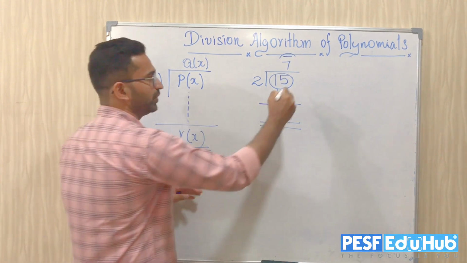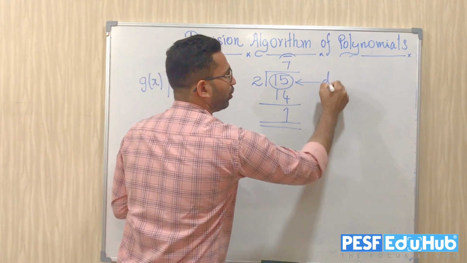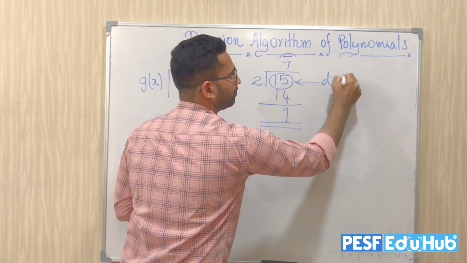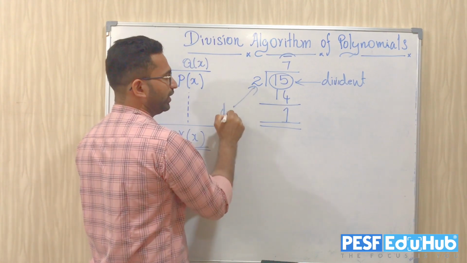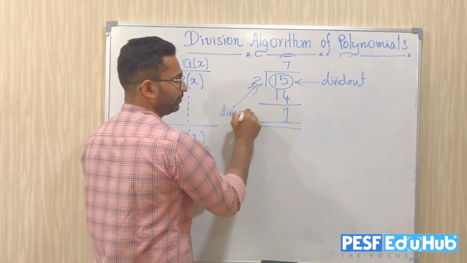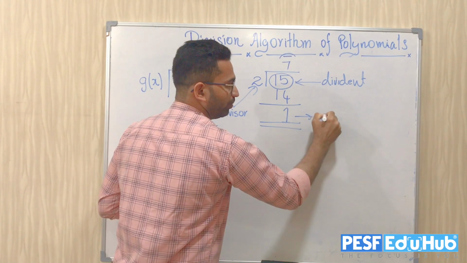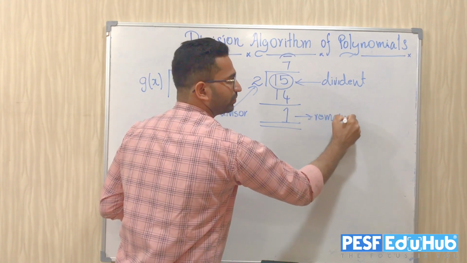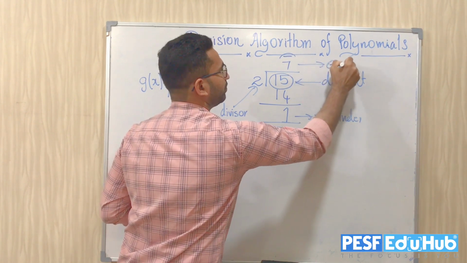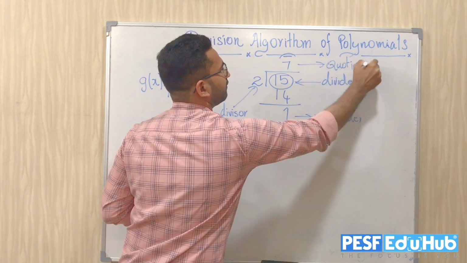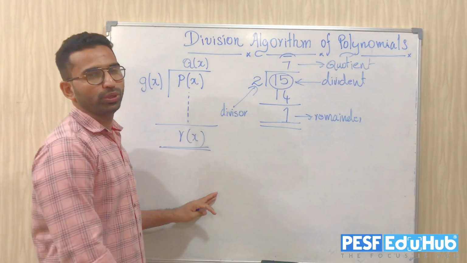And you know the naming anyways. What is this 15? We call it the dividend. This is your divisor. This will be your remainder. And what is this 7? Yes, exactly, that is your quotient.